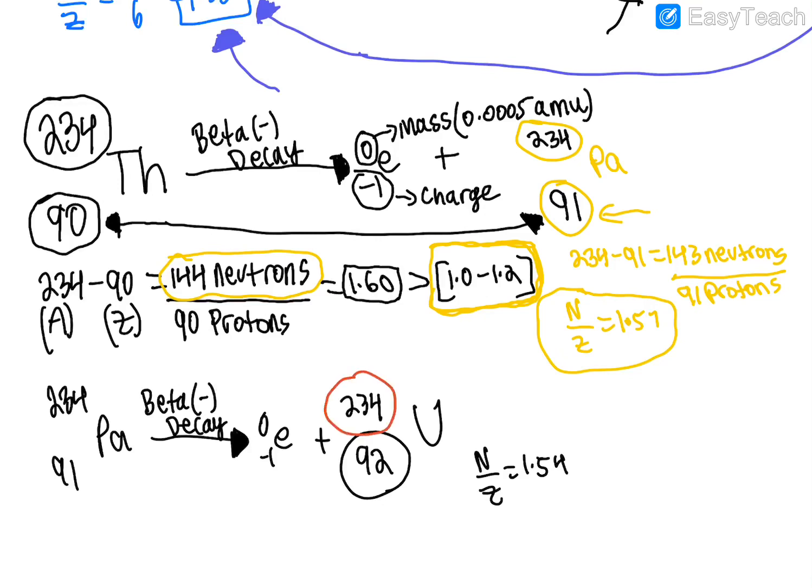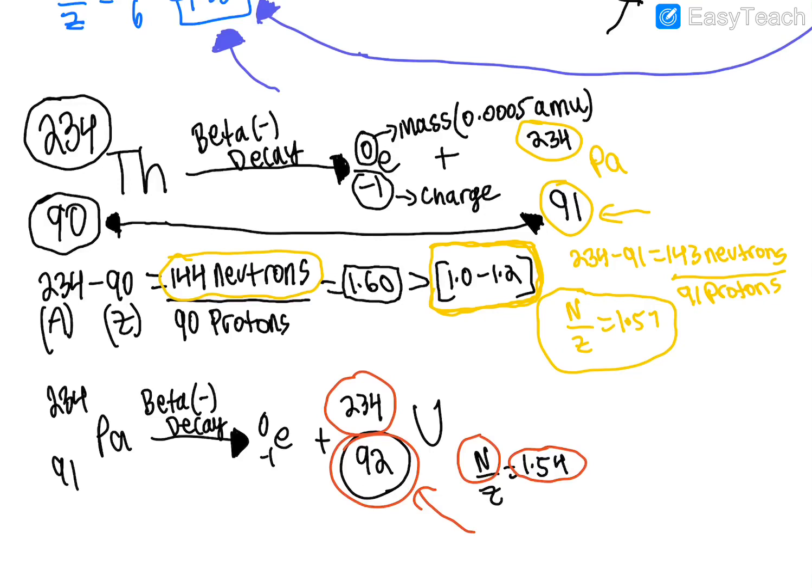And again, we did that by subtracting 234 minus 92, mass number minus atomic number, to find the number of neutrons, and then you divided by the number of protons. The mass number minus atomic number was 142. So uranium-234 has 142 neutrons, and then you divide that by 92, and you get 1.54.